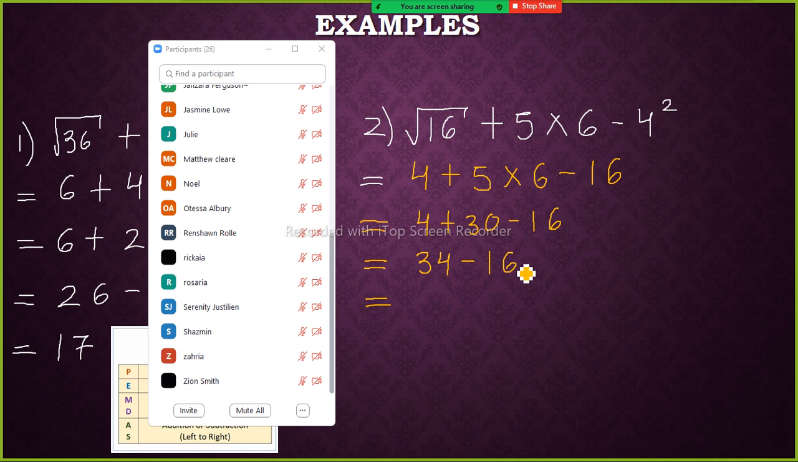What is 34 minus 16? 18. 34 minus 16 is 18. Very good. So the correct answer here is 18.